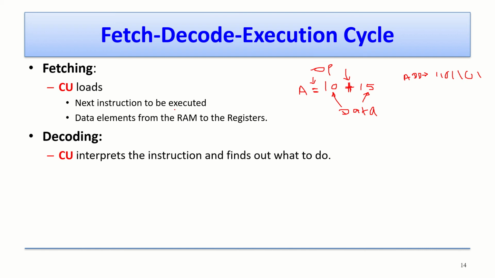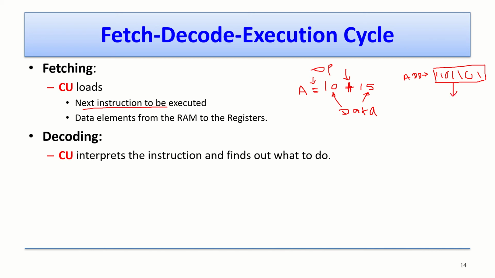So basically in this fetching phase, the control unit loads the next instruction to be executed. It is something like this. Actually, the processor doesn't know what this instruction is. Then in the decoding phase, the control unit interprets the instruction and finds out what to do. Decoding means the control unit interprets; they understand what this operation is.